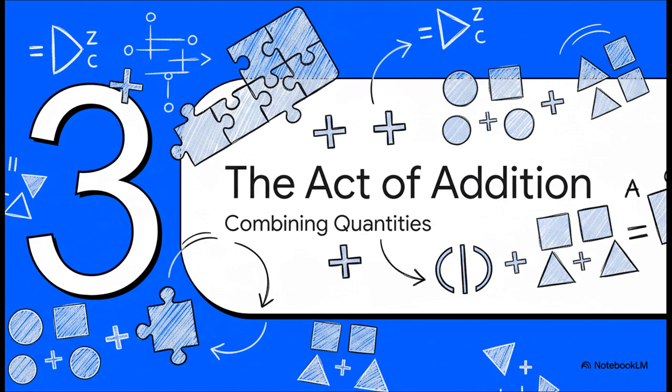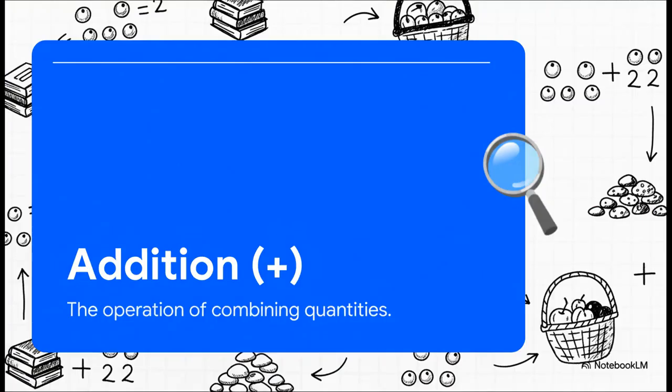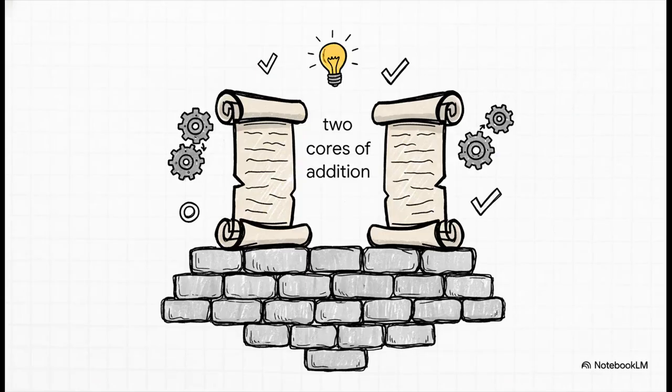In the world of pure logic, what does that little plus sign really truly mean? Put simply, addition is just the formal, official operation for combining quantities. So when we write down 2 plus 2, we're asking a very formal question. What is the total quantity when this group is combined with that group? Now, you can't build a formal proof without having some ground rules, some axioms that everyone just agrees are true. For addition, it turns out you only need 2 incredibly simple rules to build, well, everything.